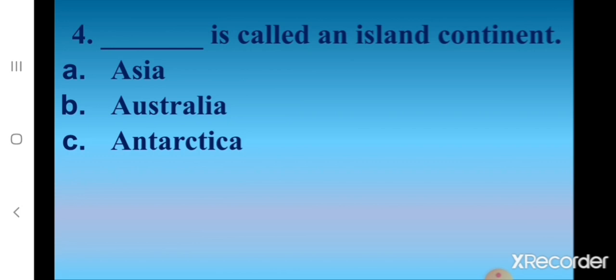Fourth one. Dash is called an island continent? A. Asia, B. Australia, C. Antarctica. What's the correct answer? Correct. B. Australia. Australia is called an island continent.